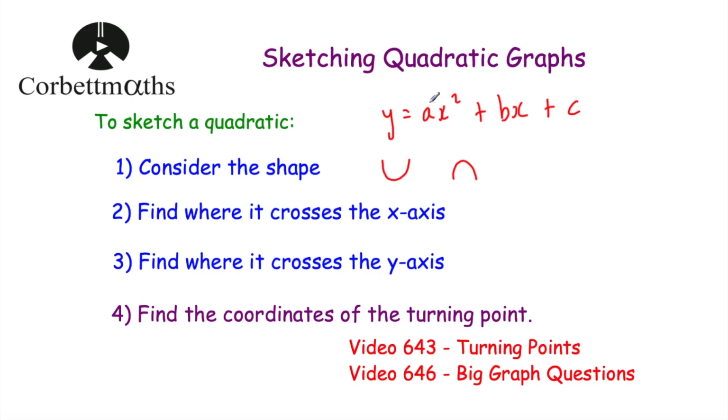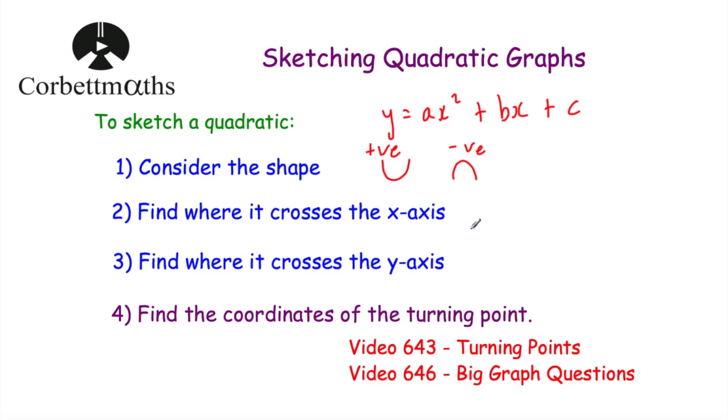So if the coefficient of the x squared is positive, you'll find it's this U-shaped graph. And if the coefficient of the x squared is negative, then you'll find it's an N-shaped graph. It's important to know that whenever you look at the quadratic that you're trying to sketch, you can actually look at that x squared term straight away and see if it's going to be a U-shape or an N shape by just looking to see if it's positive or negative. So that's quite important.